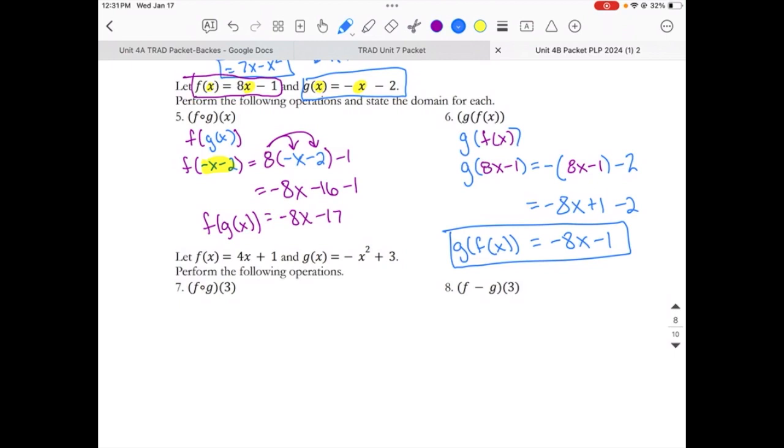And again, there's no restriction on either of these domains. I forgot to do that. Domain over here is all real numbers because there's no fraction, and same with over here. No fractions.